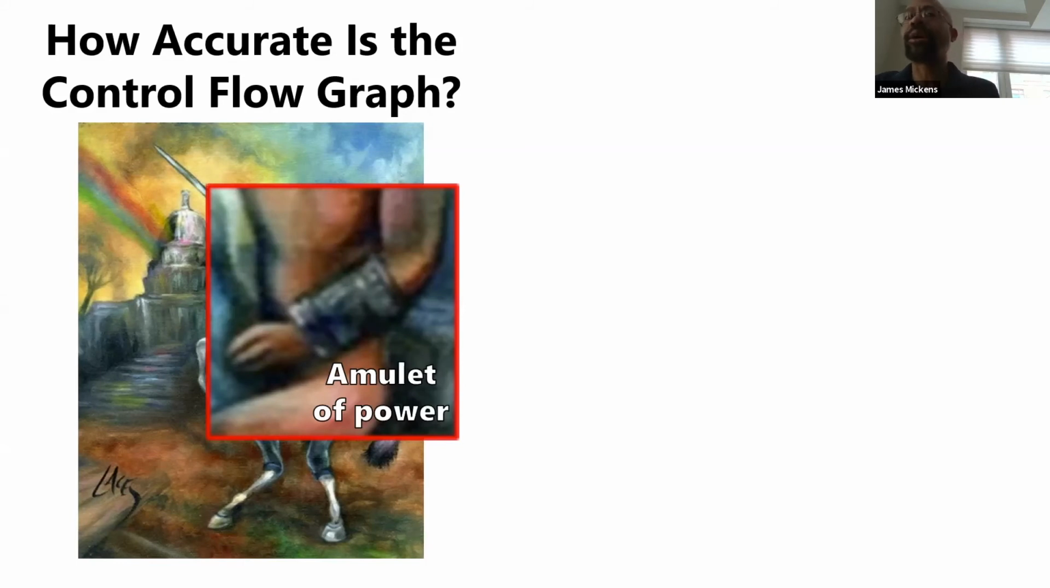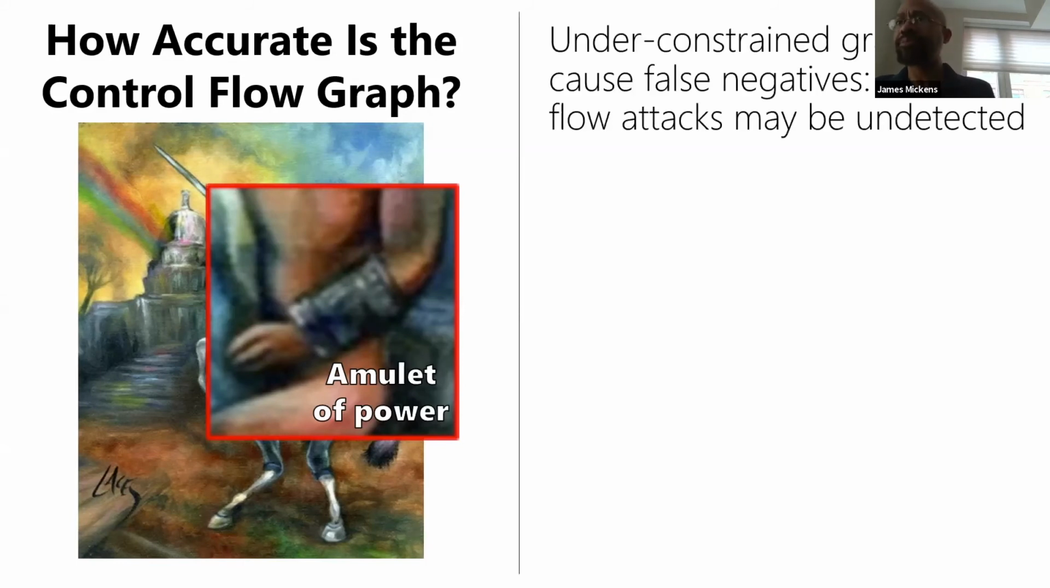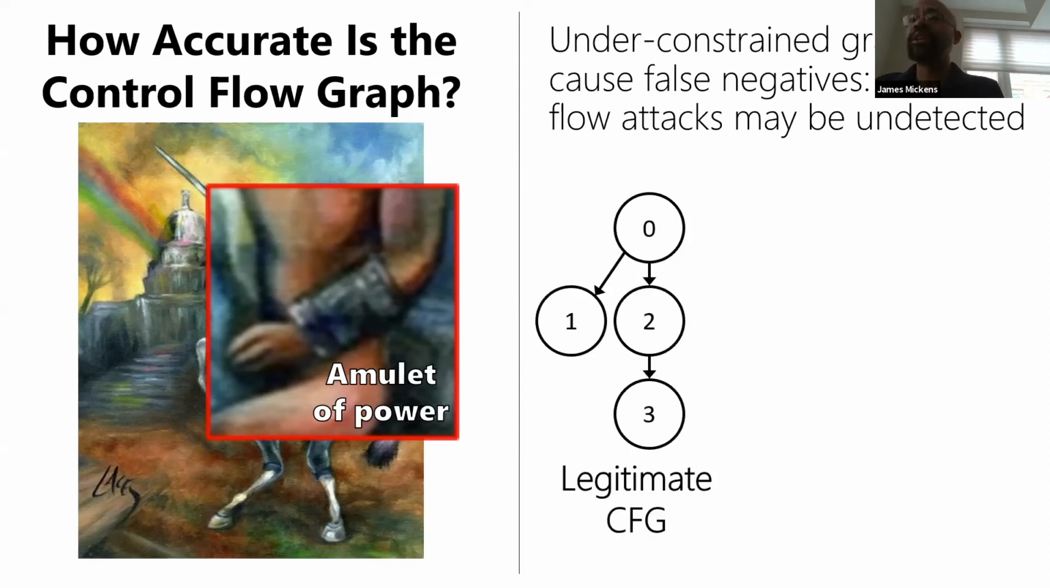We were talking about control flow graphs. So if you have inaccuracies, you can have problems with enforcing control flow integrity. So for example, if you have an under-constrained control flow graph, this may cause false negatives. By this, I mean that control flow attacks may actually go undetected because your graph is under-constrained. So let's assume that the legitimate CFG looks something like this, right?